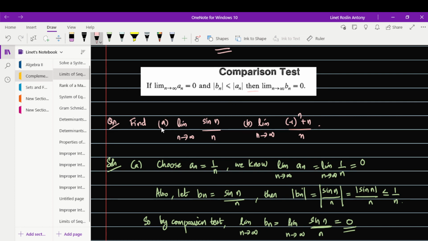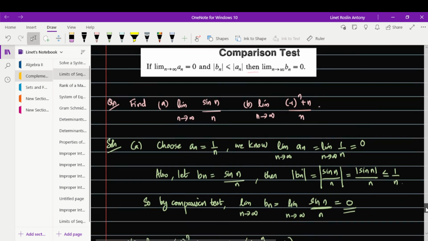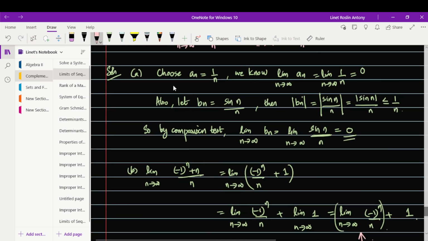So here in the question A part, you are asked to find limit n tends to infinity sin n by n. The second one is limit n tends to infinity (-1)^n + n by n. Okay, so to find limit n tends to infinity sin n by n, that is the first question. So here we will choose a_n to be 1 by n. Okay. We know that limit n tends to infinity a_n, which is equal to limit n tends to infinity 1 by n is equal to 0. You are aware about that. Now choose b_n to be the given sequence sin n by n.